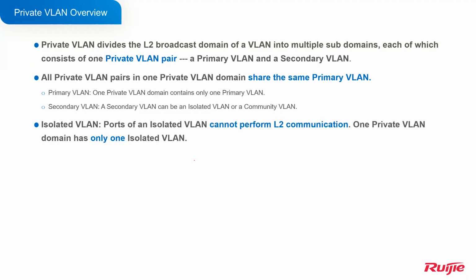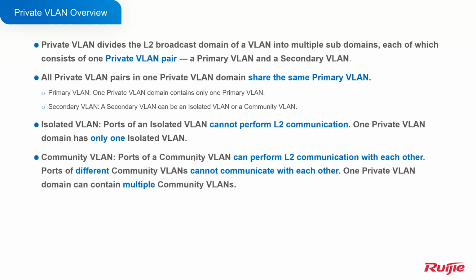Okay, and next, for the secondary VLAN, the first type is the isolated VLAN. Ports of an isolated VLAN cannot perform layer 2 communication. One private VLAN domain has only one isolated VLAN. So for example, VLAN 10 is the isolated VLAN, so all the ports that belong to VLAN 10 are isolated at layer 2, which means they are not allowed to communicate with each other at layer 2. Okay, this is the function of the isolated VLAN.